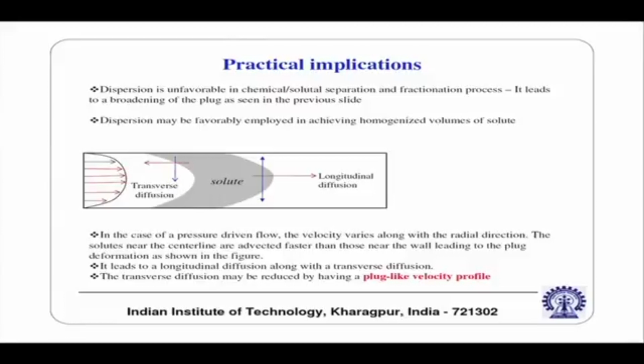The transverse dispersion may be reduced by having a plug type of velocity profile. So if you have an electroosmotic velocity profile with a uniform velocity, that means there is no distortion in the velocity profile, then that kind of velocity profile is very well suited to avoid transverse dispersion.